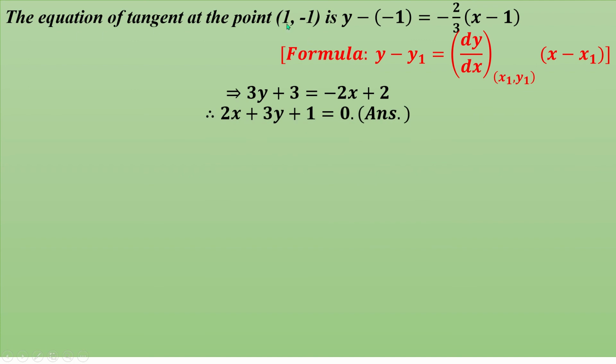Now the equation of the tangent at the point (1, -1) is y minus y1, where y1 means -1, equal to the derivative dy/dx into (x minus x1). That means this formula is used here. Clear?